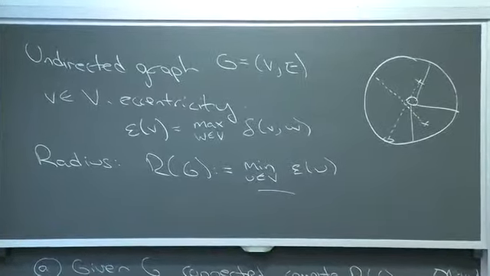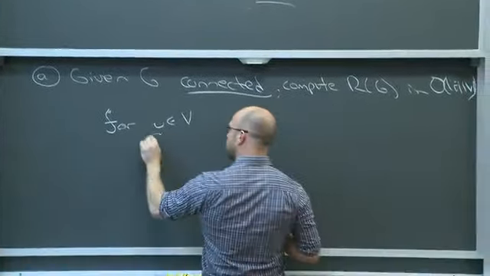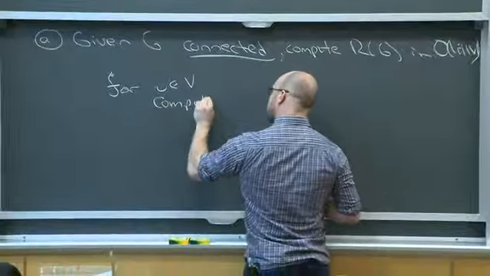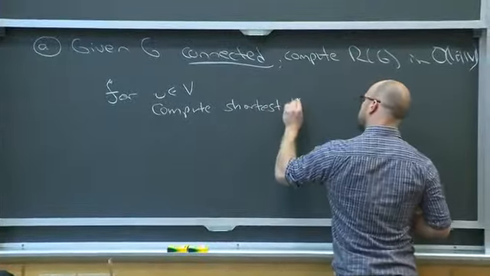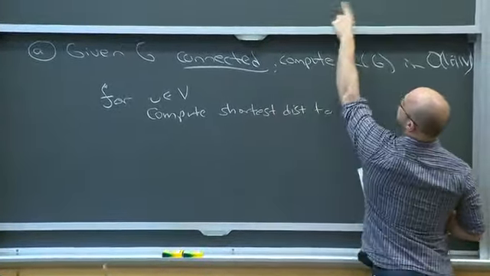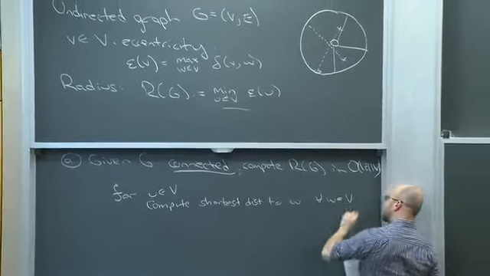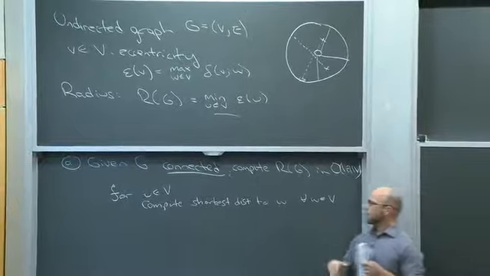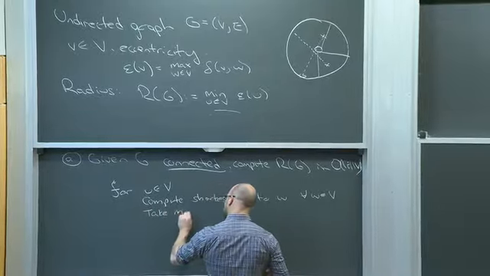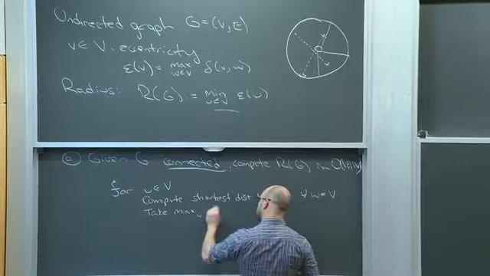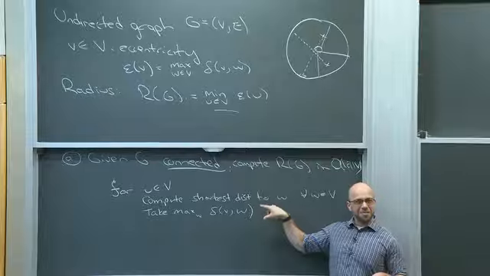Well, what are we going to do? We can compute the shortest path distance to all of the other W in my graph, and take the max over W of the distance from V to all the other W's. Obviously, we can do these two at the same time.